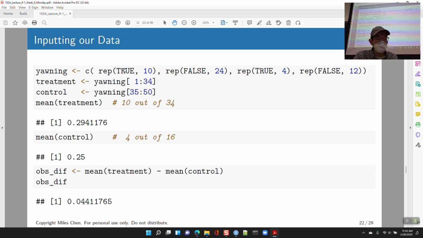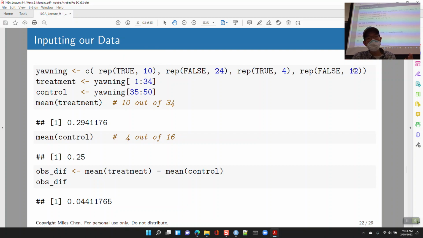So here I'm going to set up my vector of who yawns and who doesn't yawn. This is a vector of length 50, and I've created this by repeating just true and false values. So the first 34 people, where I repeat true 10 times and false 24 times, represent my treatment group, the 34 people who are in the seed yawn group. And the last 16 values, where I have true repeated 4 times and false repeated 12 times, represent the 16 people in my control group, okay?